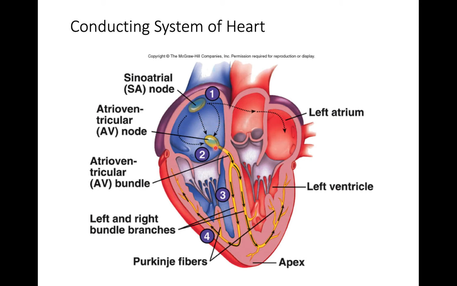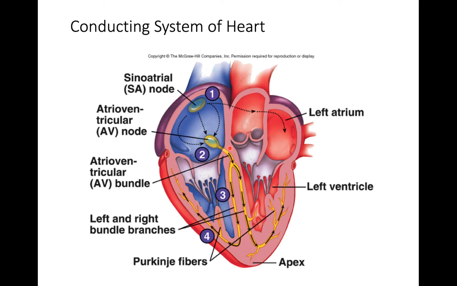The AV node then sends the electrical circuit down the AV bundle, which is right here. The AV bundle branches off into the left and right bundle branches until you reach the apex of the heart, which is the bottom tip. From here, the bundle branches move up the myocardia of the ventricles, and they are called Purkinje fibers. This is the pathway of electrical conduction through the heart. Make sure you know this pathway.